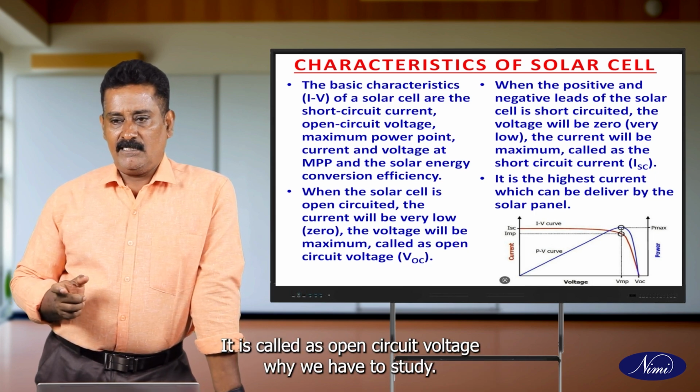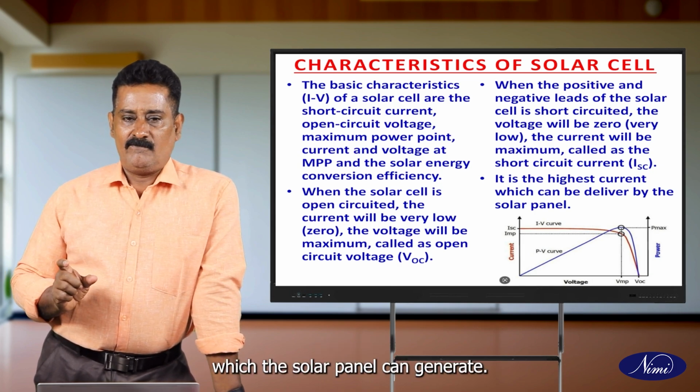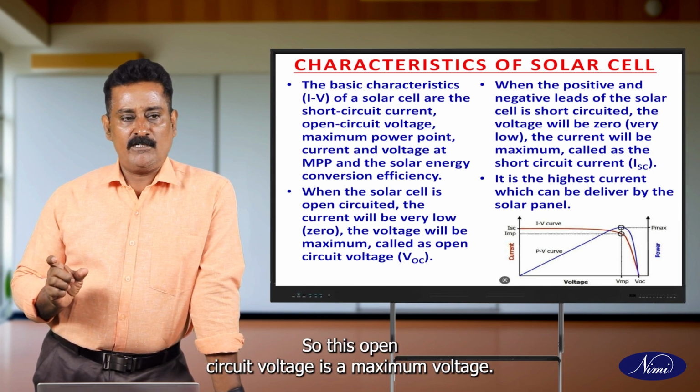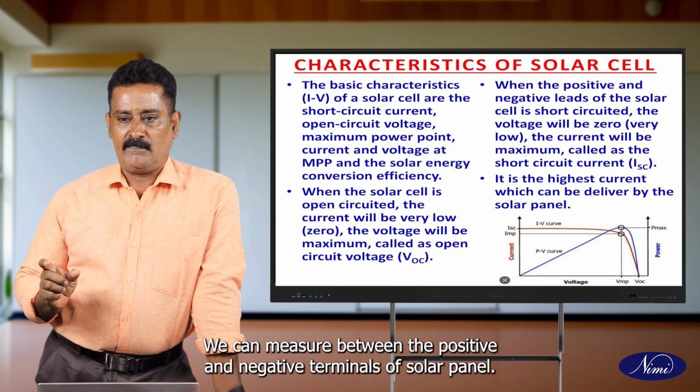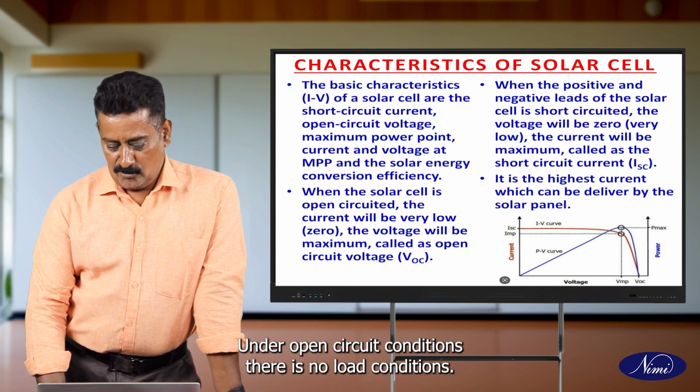Why do we have to study it? The open circuit voltage is the maximum voltage which a solar panel can generate. This open circuit voltage is the maximum voltage we can measure between the positive and negative terminals of the solar panel under open circuit condition, that is, no load conditions.